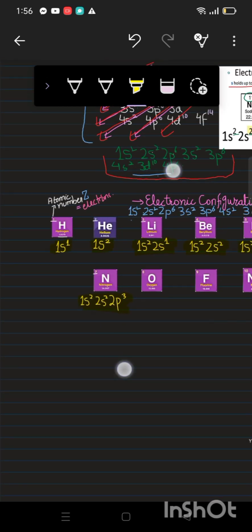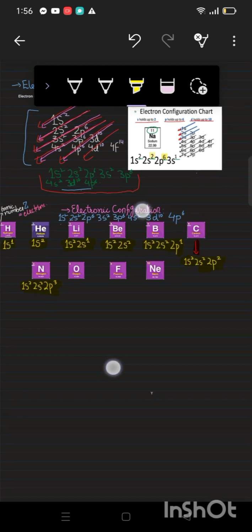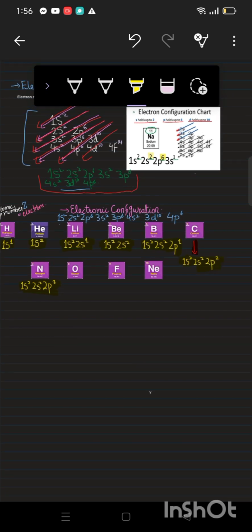Alright, again repeating for you guys, 1s1 is the electronic configuration of hydrogen, 1s2 is the electronic configuration of helium, then 1s2, 2s1 is the electronic configuration of lithium, then 1s2, 2s2 is the electronic configuration of beryllium, 1s2, 2s2, 2p1 is the electronic configuration of boron, then 1s2, 2s2, 2p2 is the electronic configuration of carbon, then 1s2, 2s2, 2p3 is the electronic configuration of nitrogen.